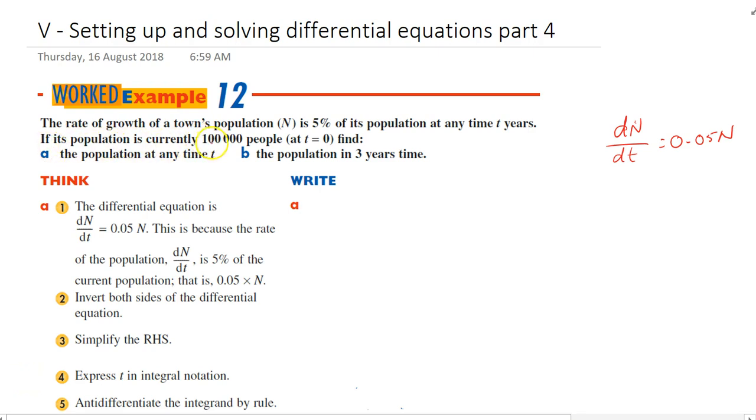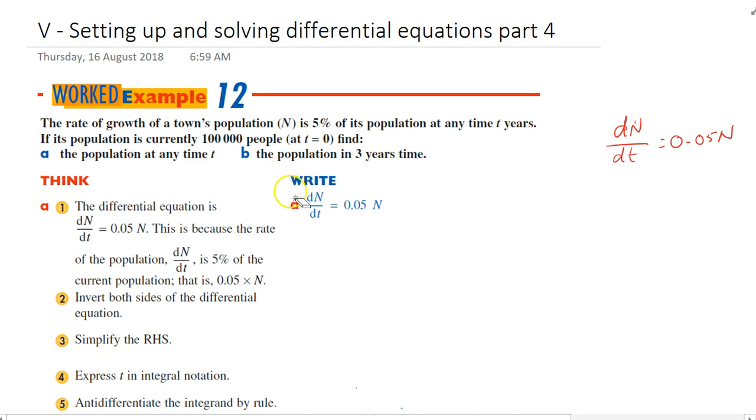If its population is currently 100,000 people at time 0, find the population at any time t, or the population in 3 years. So if we want to find the population at any time t, we're going to have to solve an equation here. So step 1 is obviously to write our differential equation.